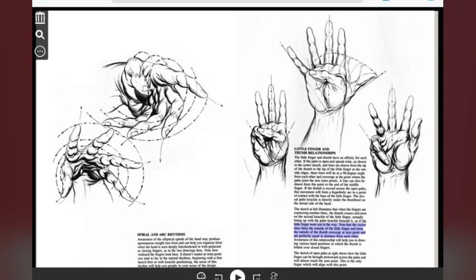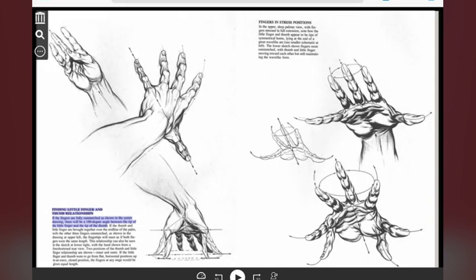Note that the vector lines from the outside of the little finger and from the outside of the thumb converge at 0 point and are perfectly equal in distance from each other. Awareness of this relationship will help you in drawing various hand positions in which the thumb is folded over closed fingers. The sketch of open palm at right shows how the little finger can be brought downward across the palm and will almost touch the 0 point. This is the only finger which will align with this point.